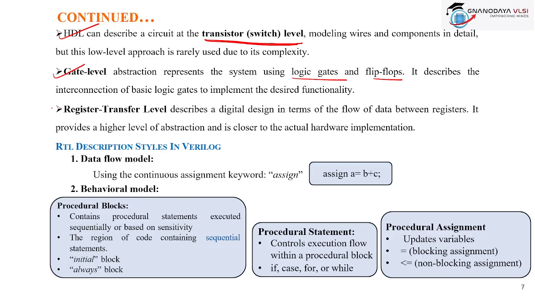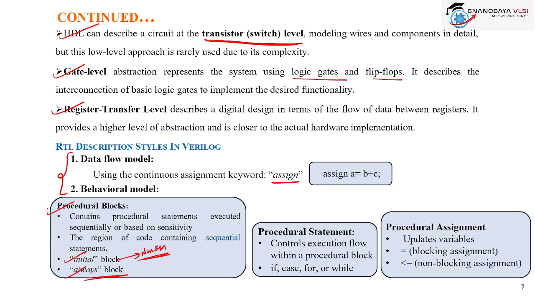Register transfer level has two types: data flow modeling and behavioral modeling. Data flow modeling means you use a continuous assignment statement, that is assign E equal to B plus C. In behavioral modeling, which we'll discuss in detail, you use procedural blocks, which consist of procedural statements. There are mainly the initial block and the always block. The initial block is non-synthesizable, but the always block is synthesizable.